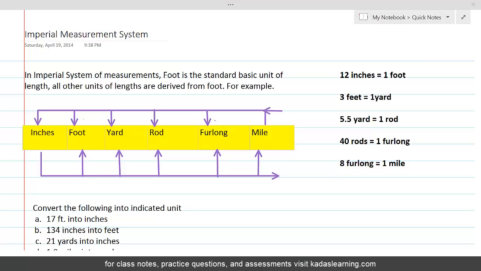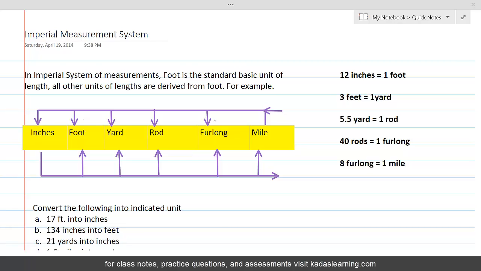In the imperial system of measurements, the foot is the standard basic unit of length. All other units of length are derived from the foot. For example, if we divide a foot into 12 equal parts, then each division will be called 1 inch. It means there are 12 inches in 1 foot. If we combine 3 feet, it will be called 1 yard.